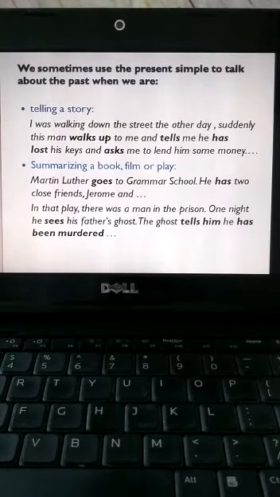So hope you enjoyed it, and now you know when to use this present simple tense.